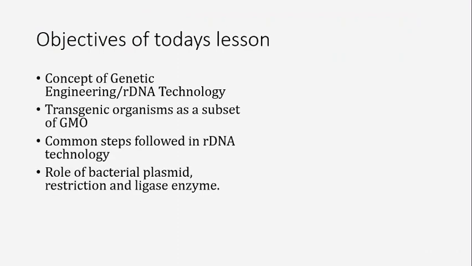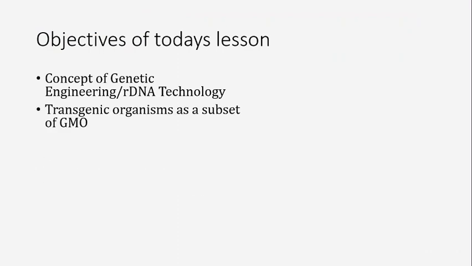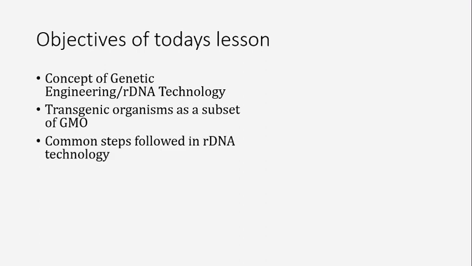So today we have learned what is called genetic engineering or recombinant DNA technology, and we have also learned what are called GMO and transgenic, and there is a sharp difference between them. And what are the common steps followed in recombinant DNA technology? For example, how to make recombinant DNA insulin by the recombinant DNA technology process.